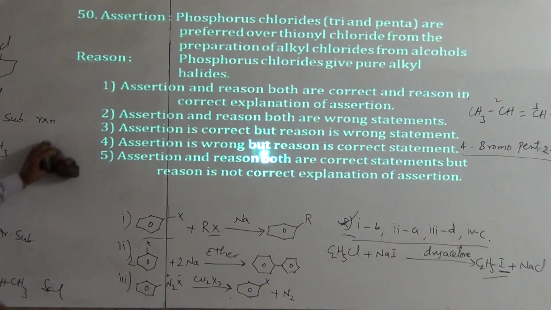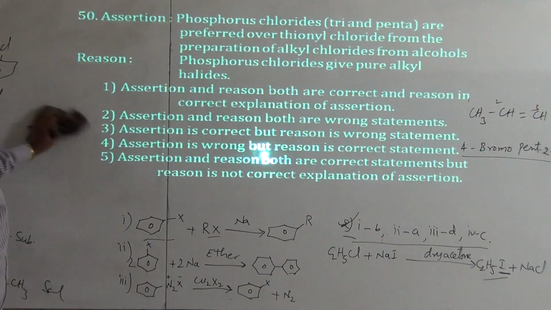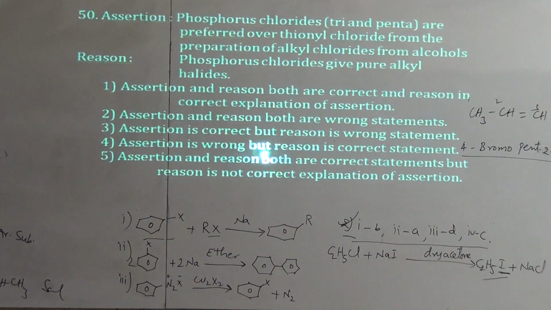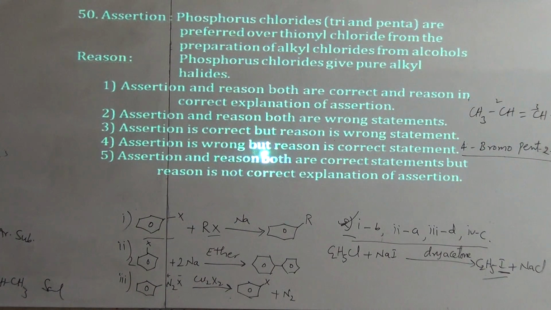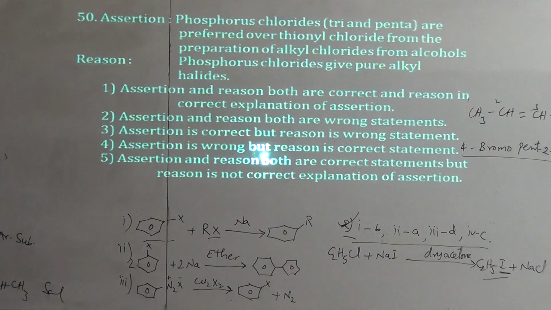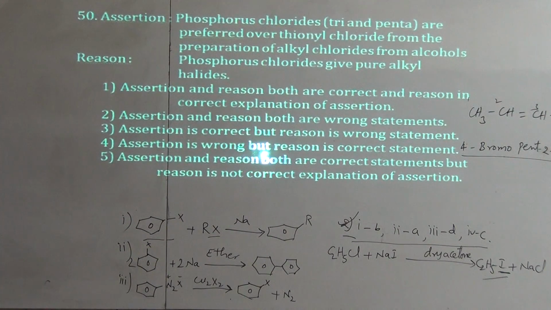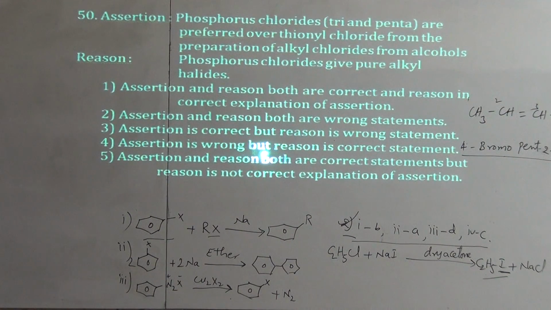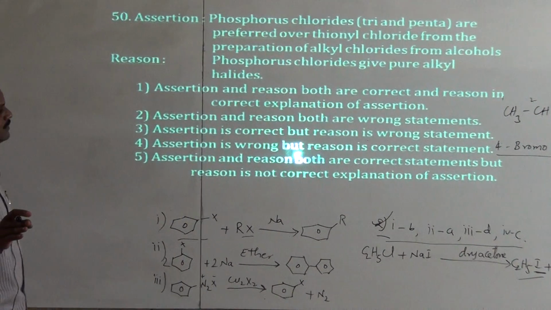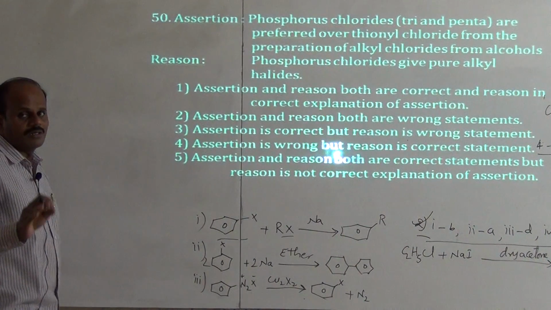Next one, assertion and reason type bits. Assertion: phosphorus chlorides, trichlorides and pentachlorides are preferred over thionyl chloride for the preparation of alkyl chlorides from alcohols. That is the first assertion statement. Is it correct? No, because thionyl chloride is the best reagent for the preparation of alkyl halides from alcohols.